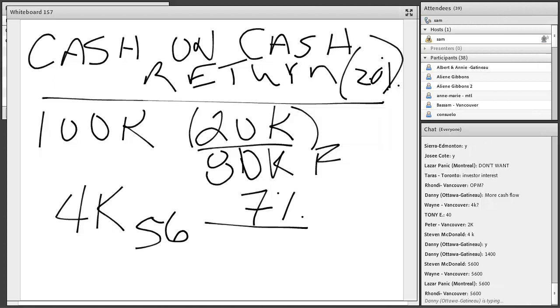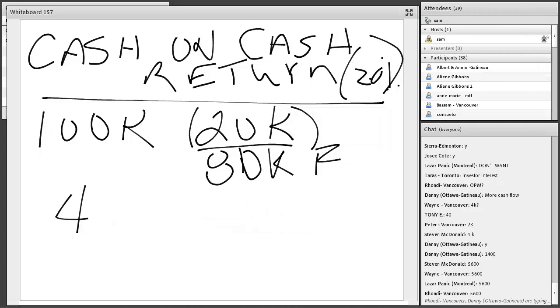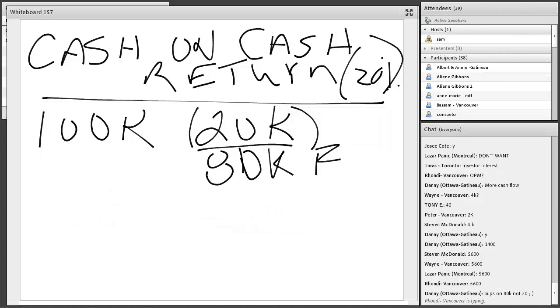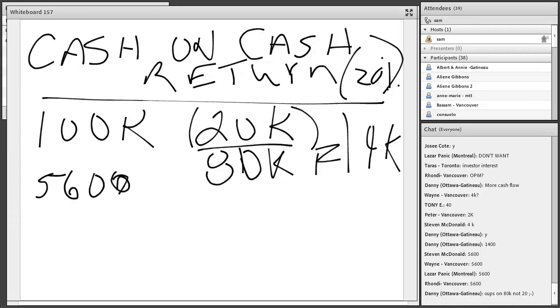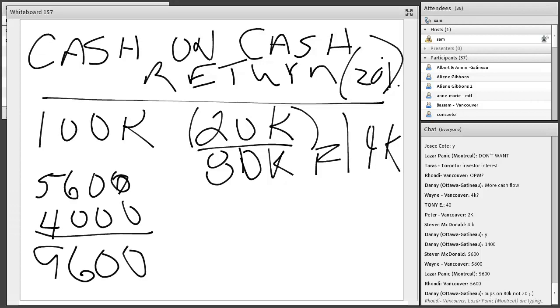So it's going to cost me 5,600. I'm running out of space here. I should write smaller. Okay, let's just back up for a second. I want to get more space because I want to stay on this page. Okay, so 4K is my goal. That's 20% times 20K. If I pay per year 5,600 in interest, and I want to pull out of the property 4,000, what does that add up to? 9,600.